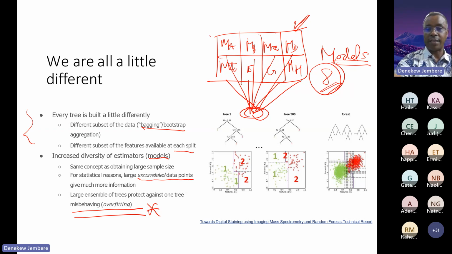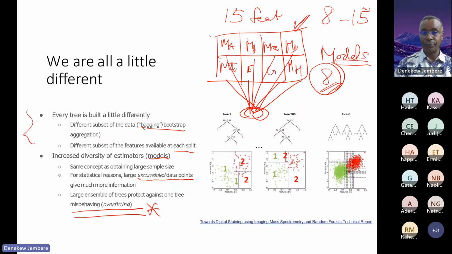If we have, let's say, 15 features, some of them could use between 8 to 15. This is an example. Some models could use 8 of the 15 features, and the others could use a different 8, 9, 10, up to 15. A maximum of 15 features can randomly be used in each of these 8 models, and this basically avoids overfitting.